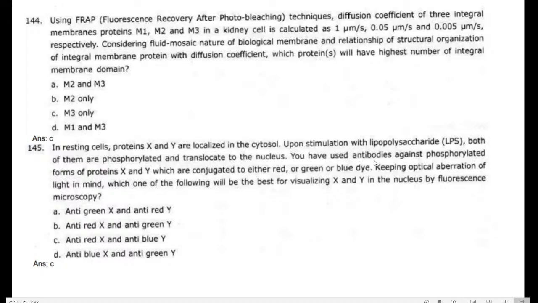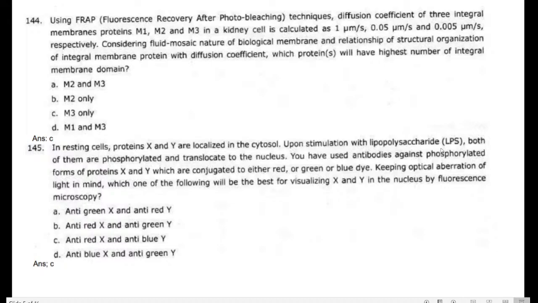You have used antibody against phosphorylated X and Y. They are using the antibody to recognize the X and Y protein, which is dyed with a color that may be red or green or blue. This may vary for the proteins. Here they are asking, keeping the optical aberration of light in mind, which of the following statements gives the best visualization of X and Y in the nucleus? The main thing is that they are in the nucleus. So which method is the best one?